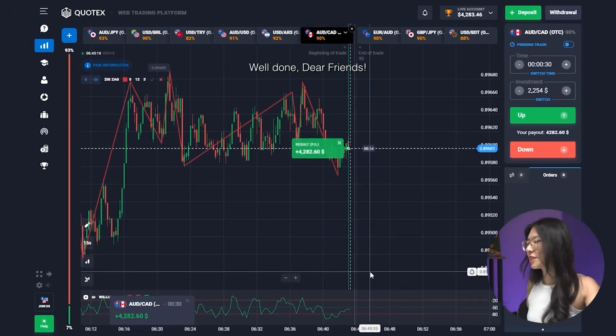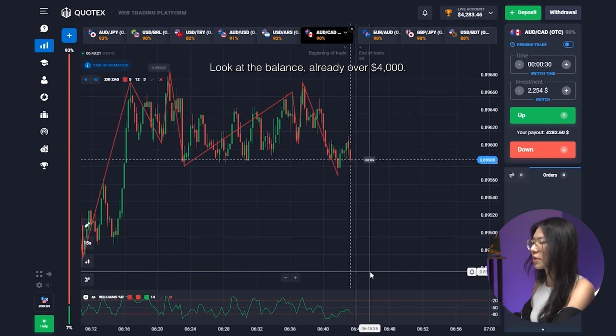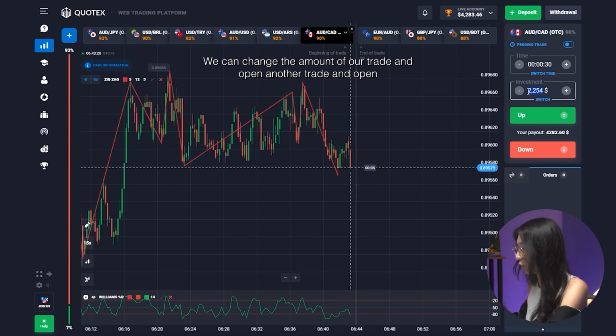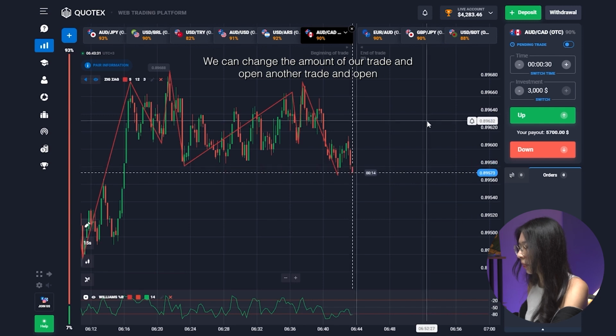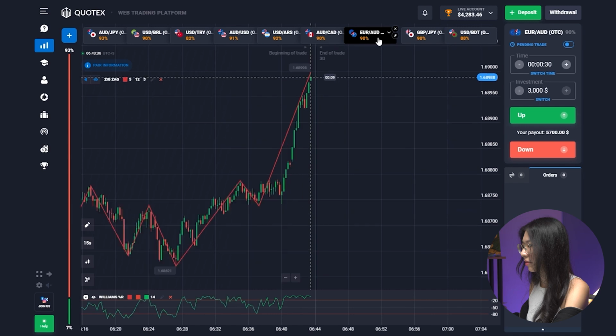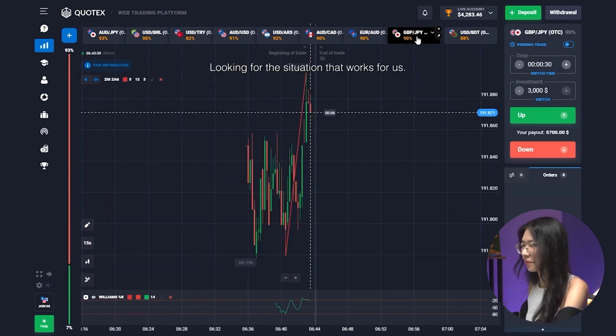Well done, dear friends, our deal works out perfectly and closed in the plus again. Just look at the balance, already over $4,000 in my account, and we can change the amount of our trade. And open a new trade. So looking for the situation that works for us.